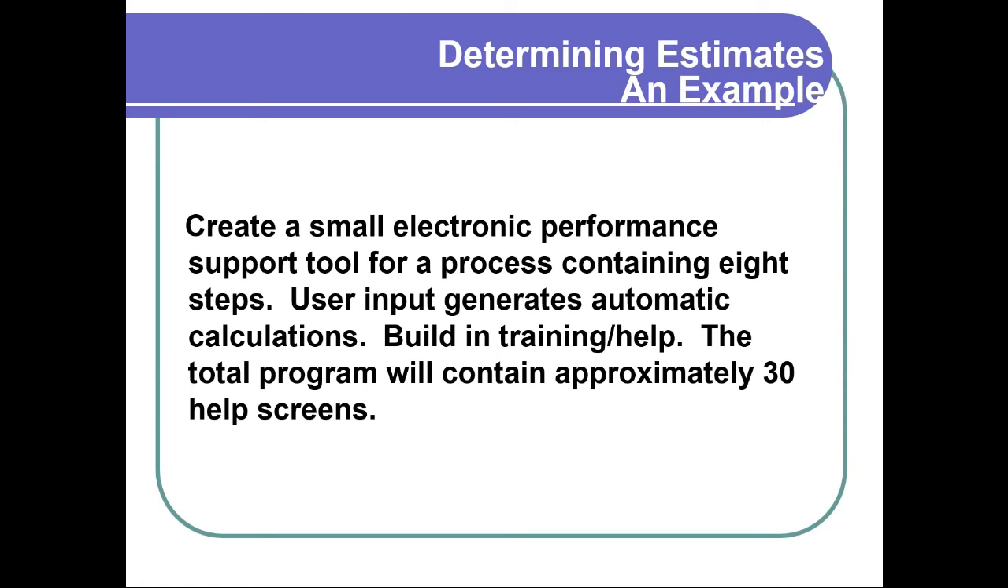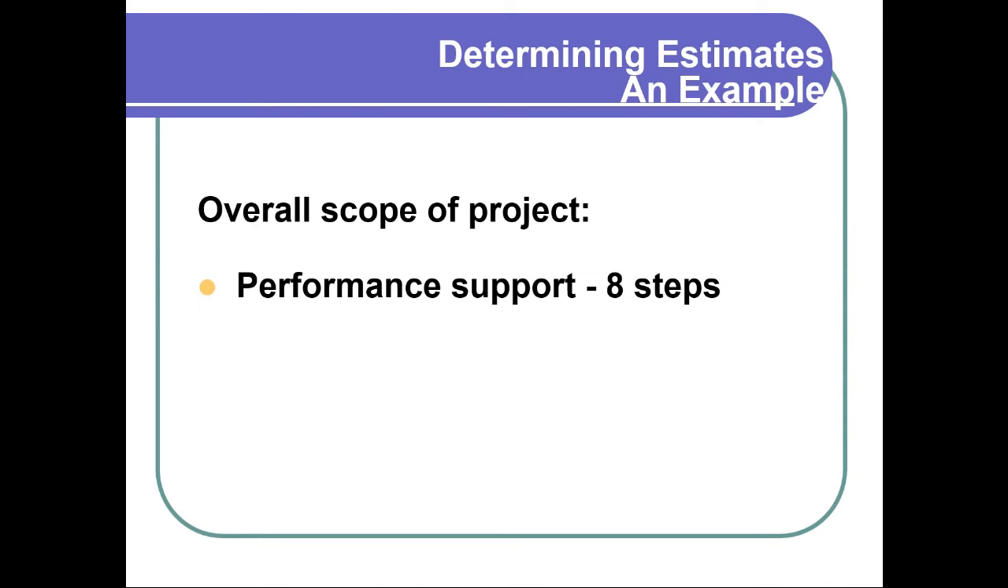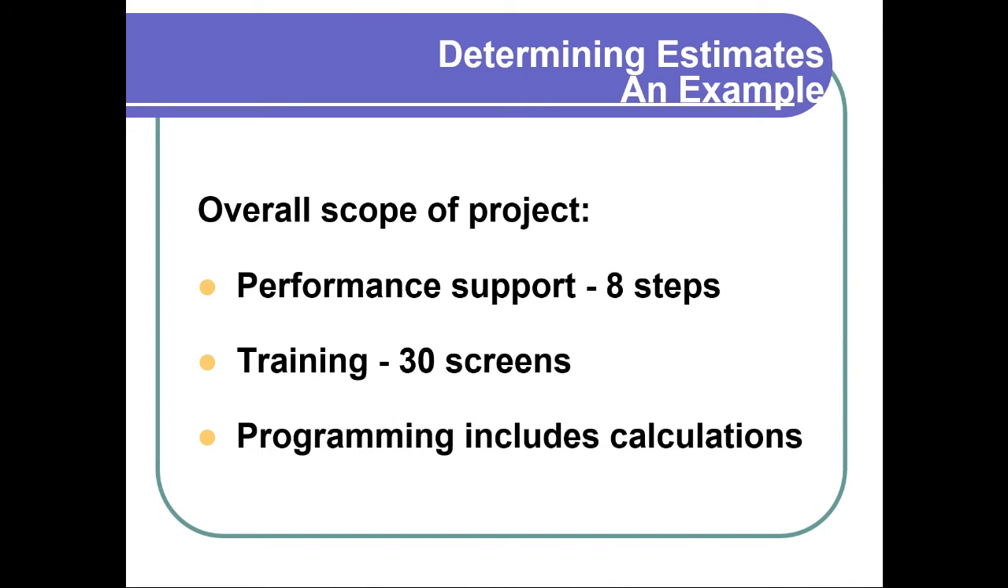So again, I've got this small electronic performance support tool. It's got 8 steps. The user inputs some stuff. It generates calculations. I need some help. It's about 30 screens. Okay, great. So the overall scope: it's 8 steps, I know that. So let's write down what we can quantify, right? We know it's 8 steps. We know it's 30 screens, or we're going to say we know it. We know there's calculations. So write down what you know to be true about the project. This will help you when you scope out the project.